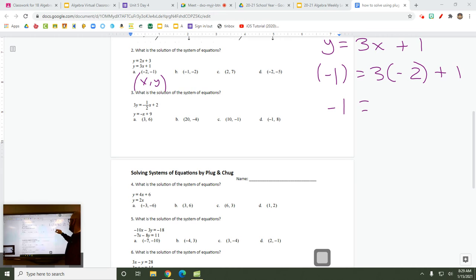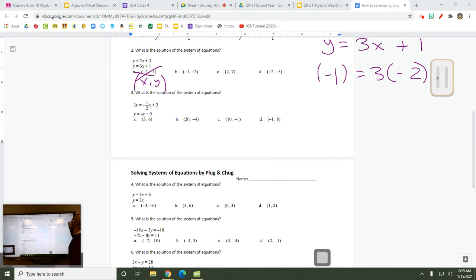So I have -1 here, 3 times -2 is -6, and -6 plus 1 is -5. -5 does not equal -1, therefore it cannot be A. So we've eliminated A as a suspect.